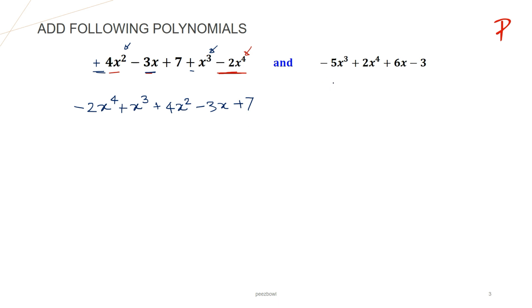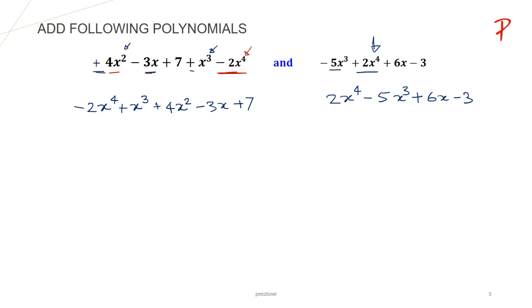And the same for the second polynomial as well. I see x has the highest power in plus 2x to the power 4, so I will write 2x to the power 4 first, then we have minus 5x cube, then plus 6x and minus 3. Okay, so these two polynomials are written in standard form. Now we need to align like terms. We need to write polynomial one below the other, aligning the like terms with the same power of x.